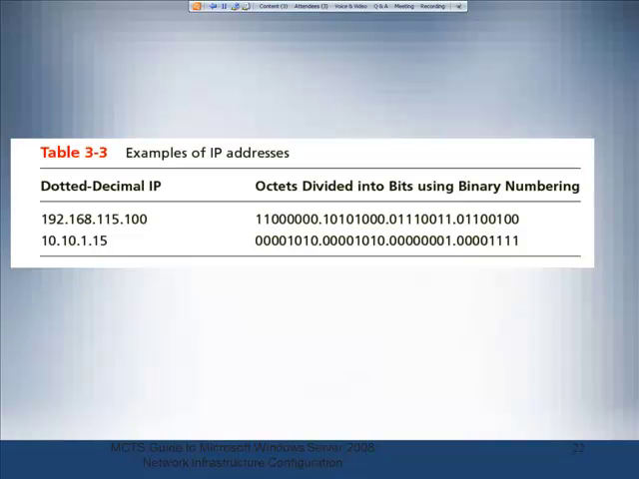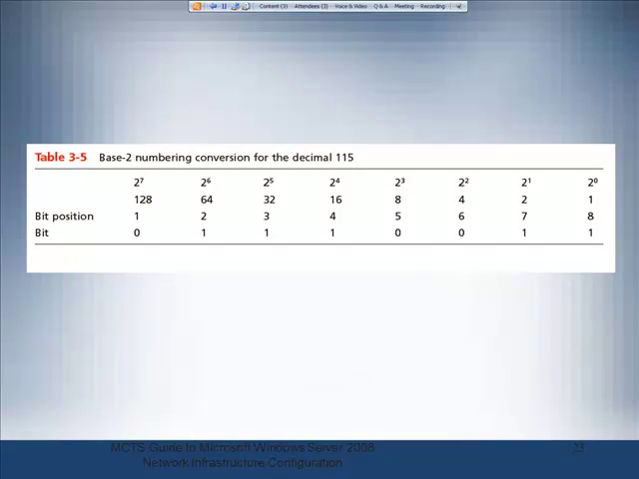How do we actually determine the network address? How do we actually determine the host address? Are you going to be doing that? Yeah, maybe.